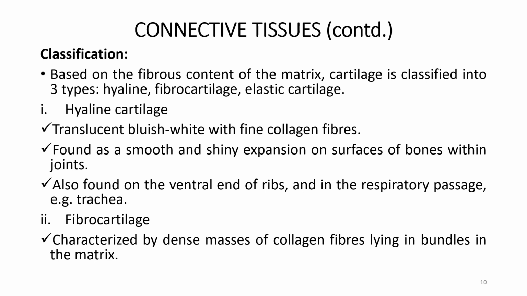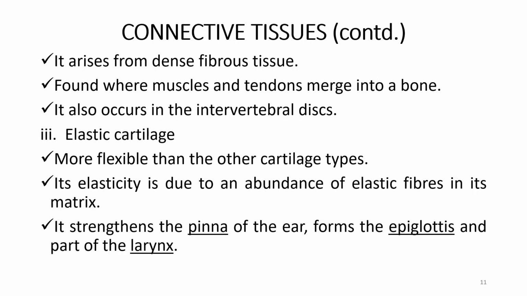Fibrocartilage, that's the third type, is characterized by dense masses of collagen fibers lying in bundles in the matrix. It arises from dense fibrous tissue and is found where muscles and tendons merge into a bone.